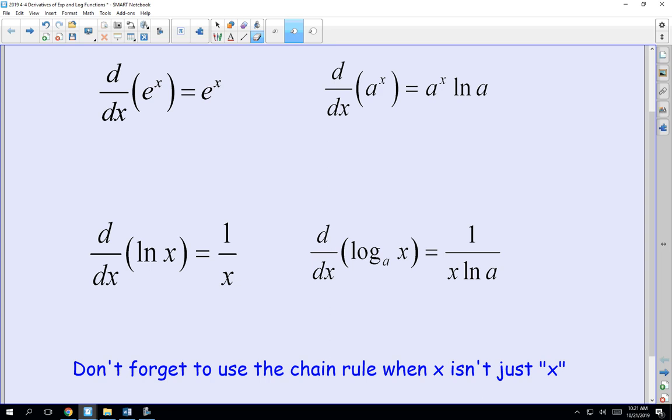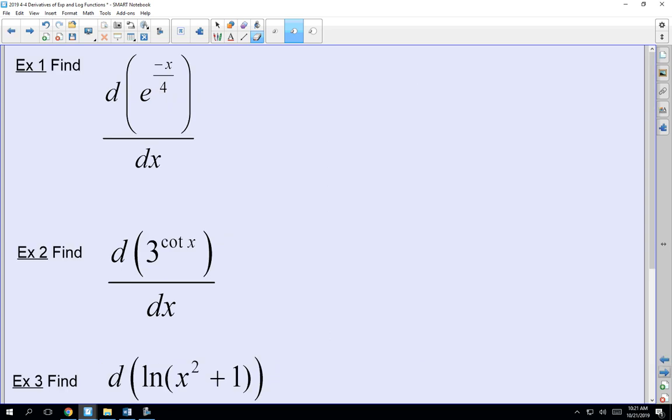We've got our trig derivatives, both the inverses and the original. We've got the chain rule on there, and now these four new derivatives. So there they are. We're going to look at some examples. They all involve the chain rule along with these four. So here we go. Example 1 is d/dx of e to the negative x over 4.